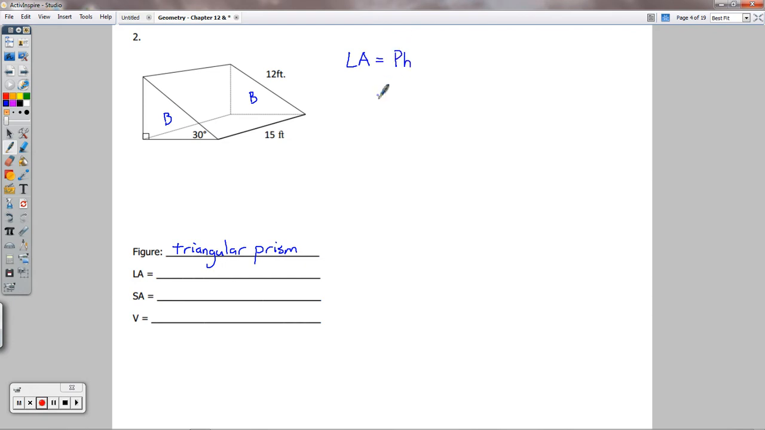The perimeter is that of the base, which we have to figure out here. We know this is 12 right here, so this would be 12 right here as well. And if this is 30 degrees, you have a 30-60-90 triangle, since that's a right angle. So you can use your 1, 2, root 3 ratios, and this would be the 2 times bigger part, or the 2x part.